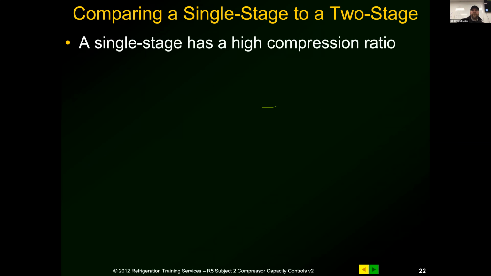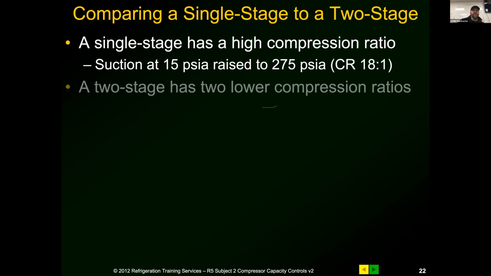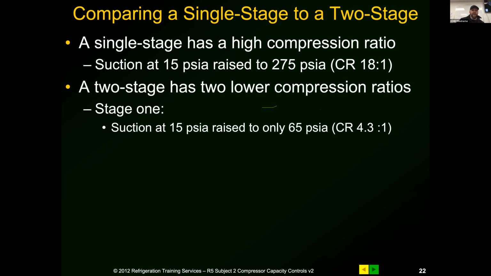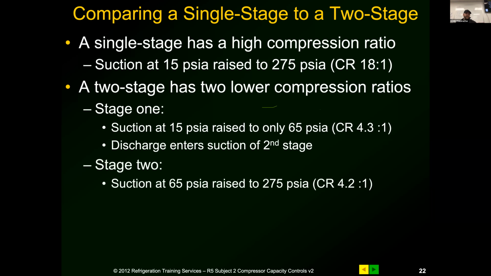A single stage has a high compression ratio. Suction at 15 psi raised to 275 is 18 to 1 if you ran it straight across with a single stage. So by running it on two stage, what do we see? 4 to 1, 4.2, 4.3. Stage 2 suction at 65, raised to 275, you get that 4 to 1. So the discharge goes to the condenser.